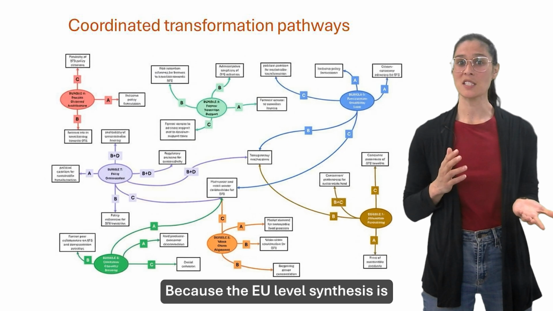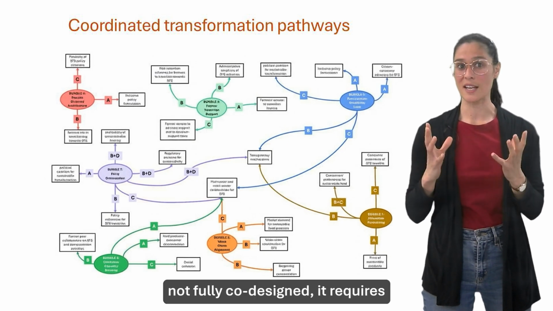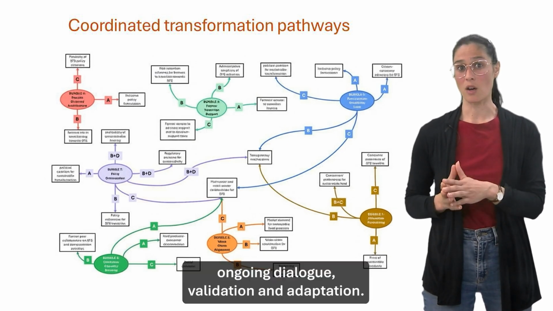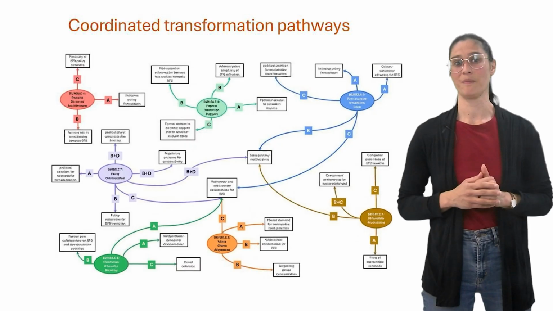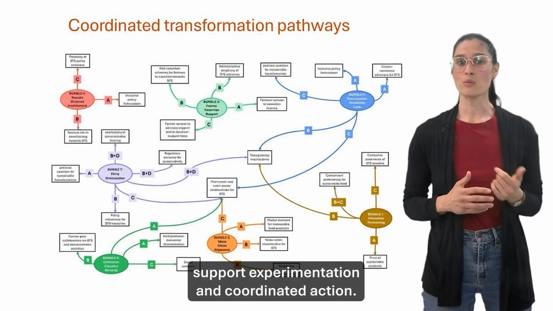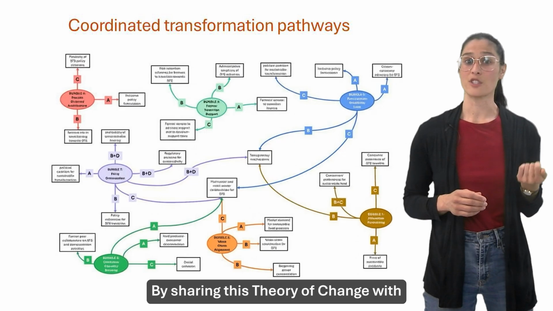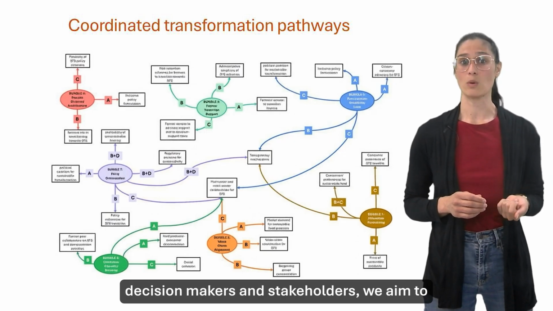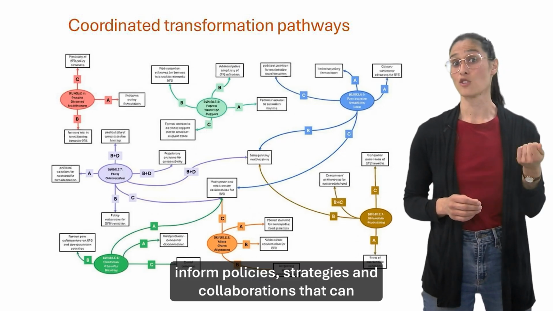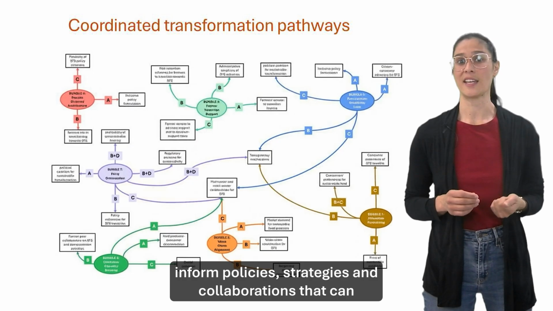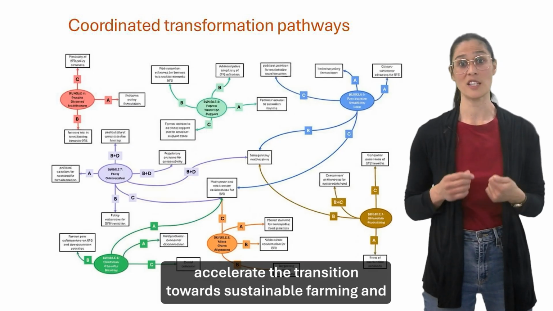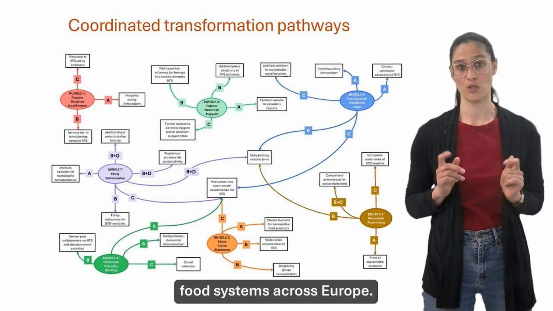Because the EU-level synthesis is not fully co-designed, it requires ongoing dialogue, validation, and adaptation. Ultimately, the goal is to support experimentation and coordinated action. By sharing this theory of change with decision-makers and stakeholders, we aim to inform policies, strategies, and collaborations that can accelerate the transition towards sustainable farming and food systems across Europe.